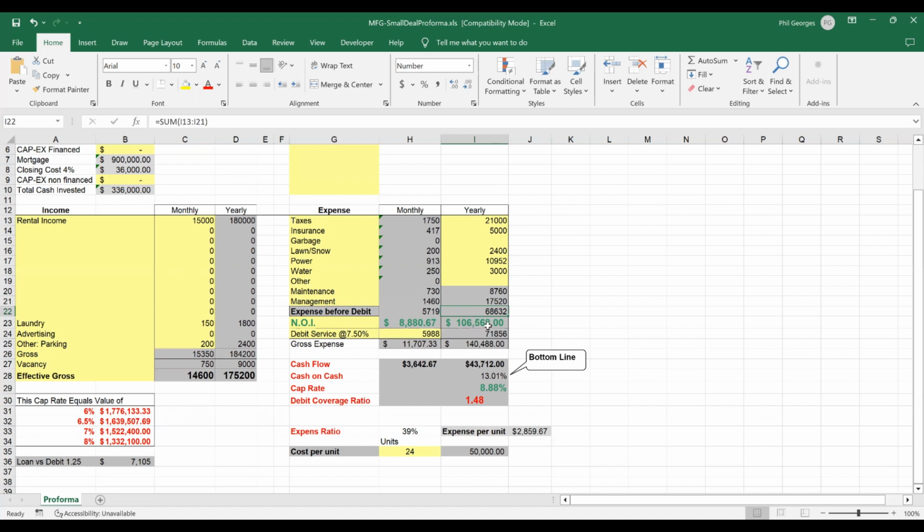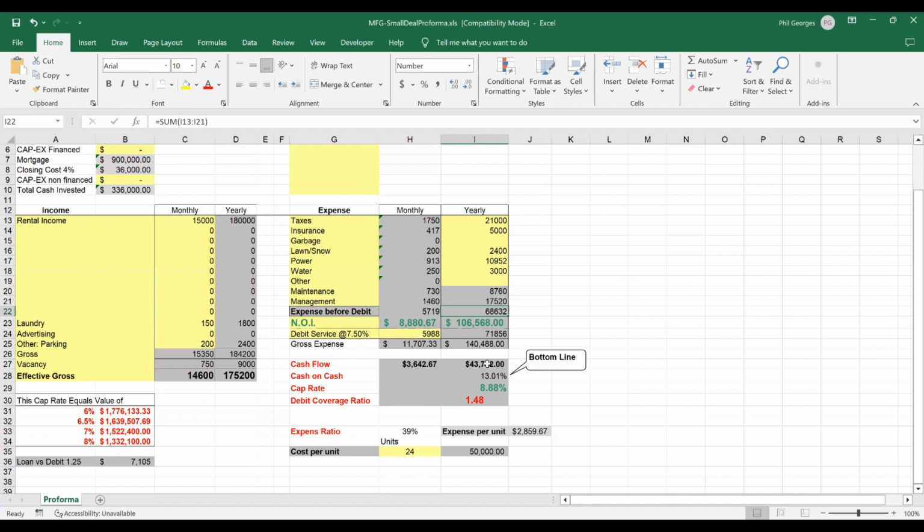The NOI has a built-in calculator that's going to tell you what the debt coverage ratio should be. So then you'll put in the monthly debt service. In a moment, I'll show you how to calculate that. And then you'll have your gross expenses, and this tells you the cash flow.